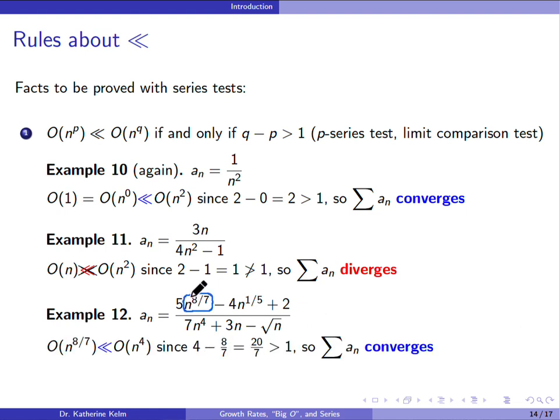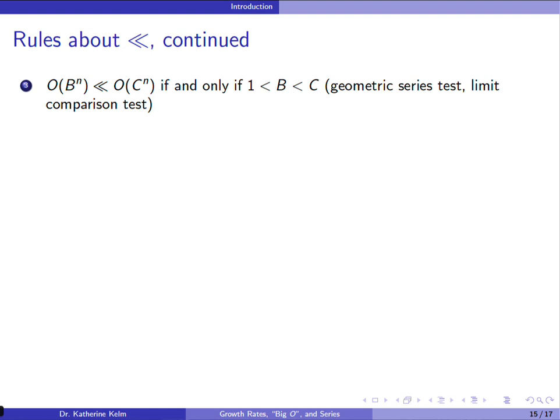The dominant power on the top is n to the 8/7. The dominant power on the bottom is n to the 4 when we're ignoring constants for the purposes of big O. So big O of the numerator is sufficiently less than big O of the denominator, since 4 minus 8/7 is 20 over 7, which is strictly larger than 1. So the series converges. Next, we're going to talk about exponential functions.